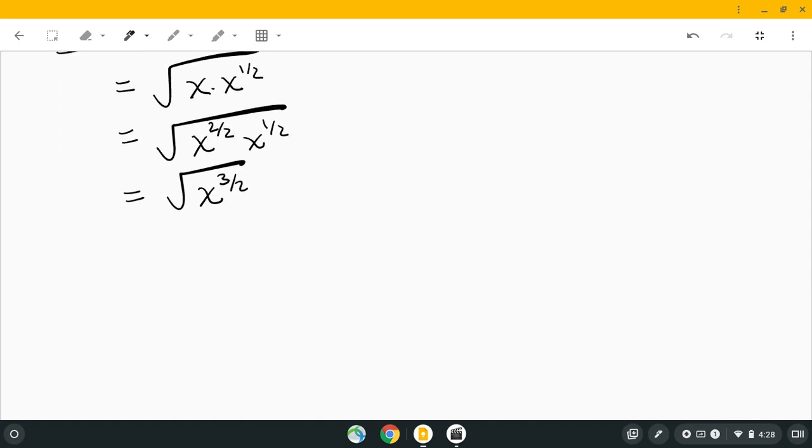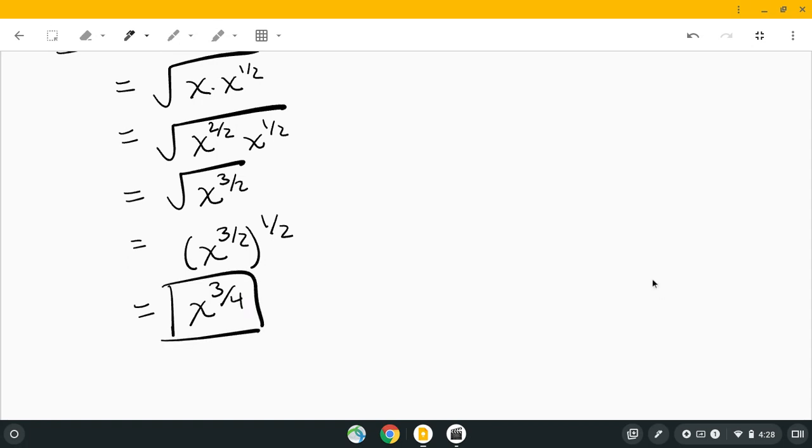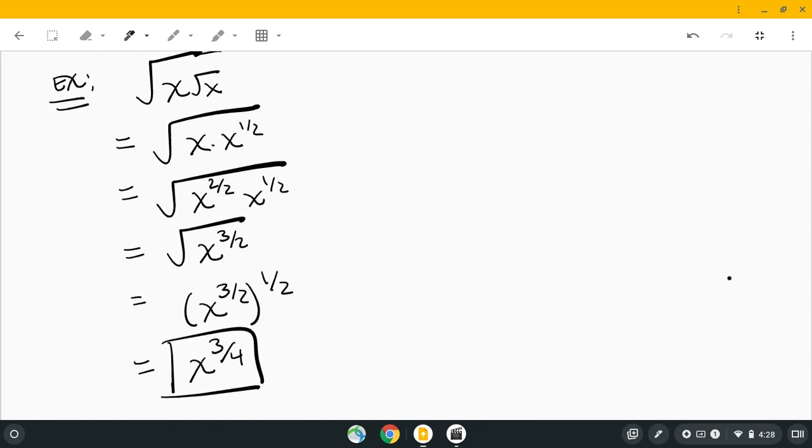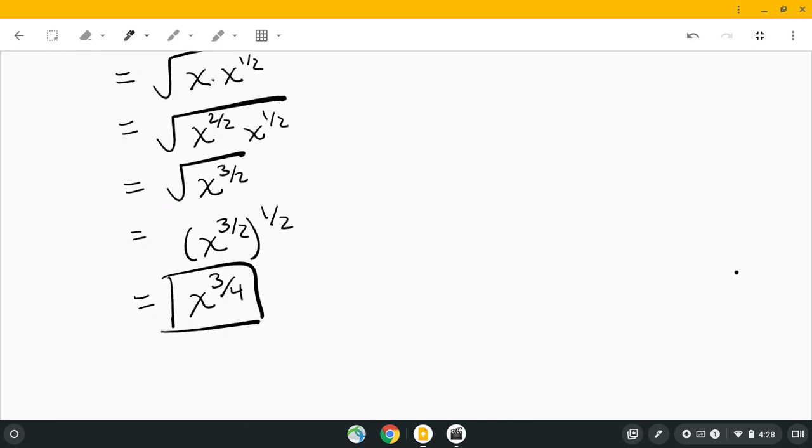Okay. And that becomes x to the 3/2 to the 1/2, because 1/2 is the square root. Okay. And I can multiply these, and I get x to the, remember, multiply the numerator with numerator. So 3 times 1 is 3, and 2 times 2 is 4. That's only when you're multiplying exponents, fractions. Okay. All right, so that's how you can work with these by rewriting the radicals.